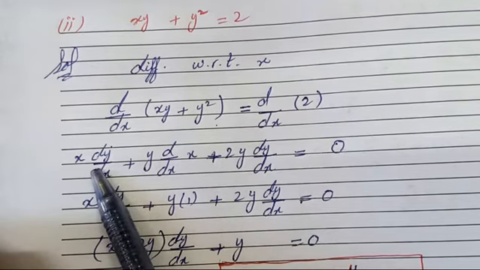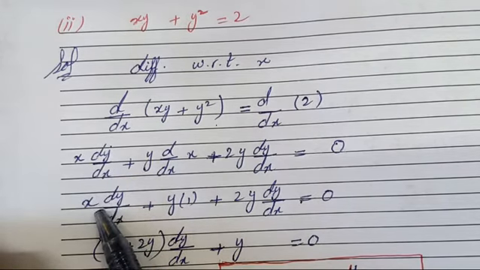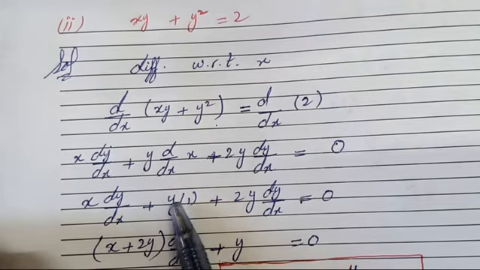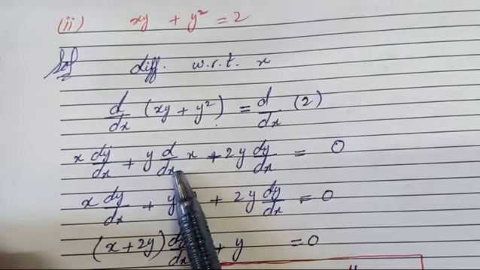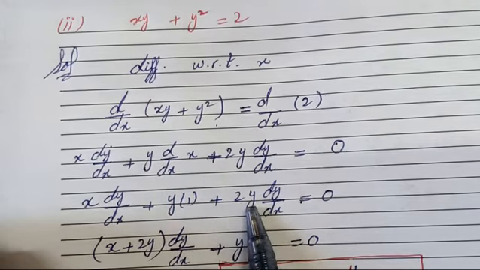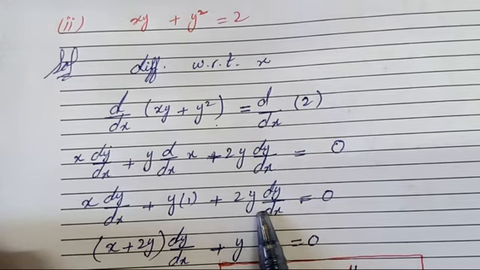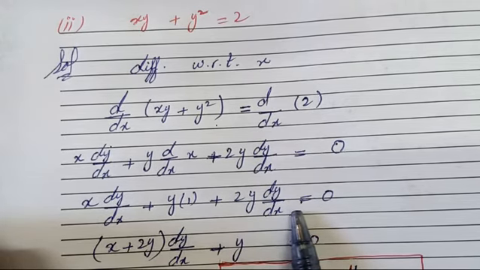Now simple calculation. Next, x as it is, dy over dx written as it is, plus y, and the derivative of x with respect to itself is always equal to 1, plus 2y, and the derivative of y with respect to x written as it is, plus dy over dx, is equal to 0.